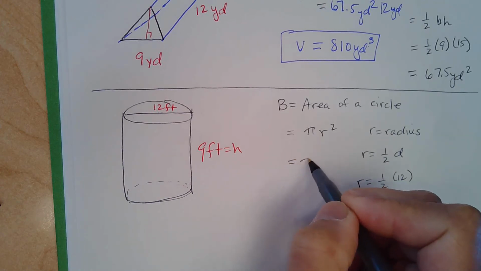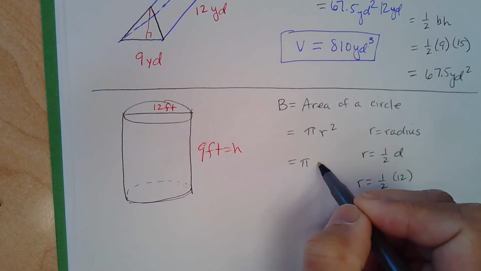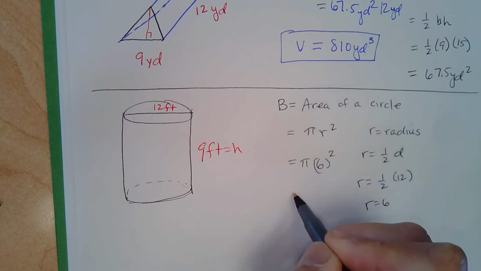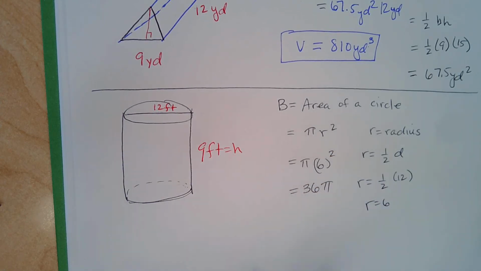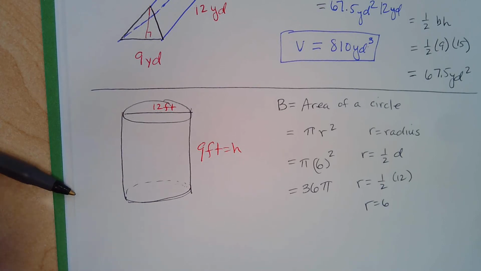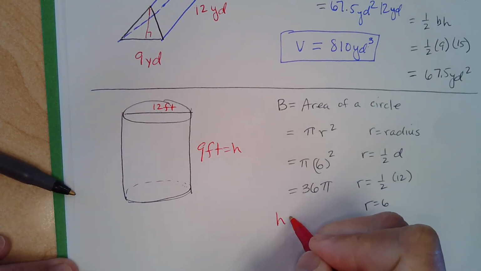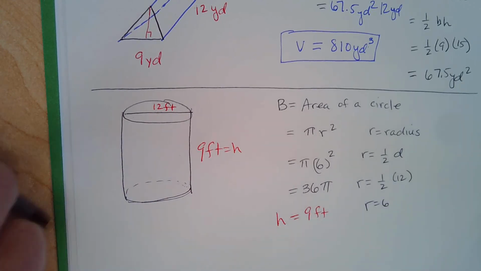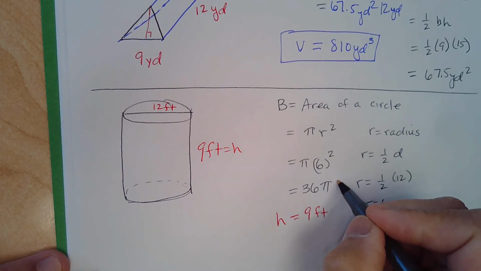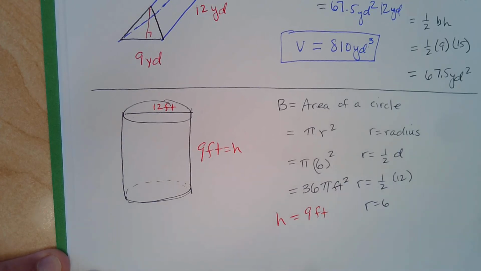So now we have pi, substitute 6 for r and square it. So now we have 36 pi. Oh, what was the height? The height, we should have written that first, is 9 feet. This is now 36 pi feet squared. And now we could find the volume of a cylinder.